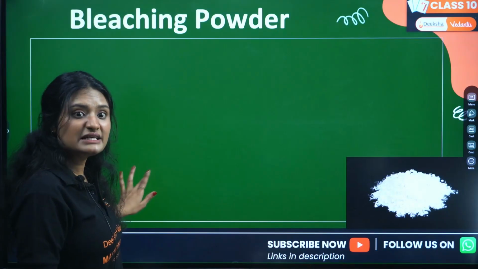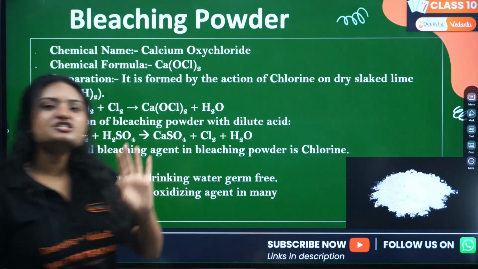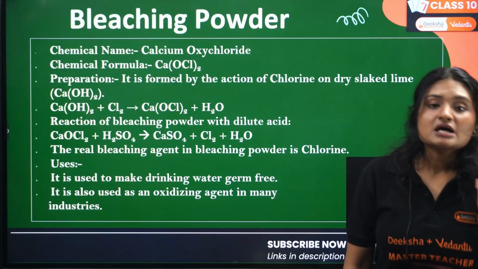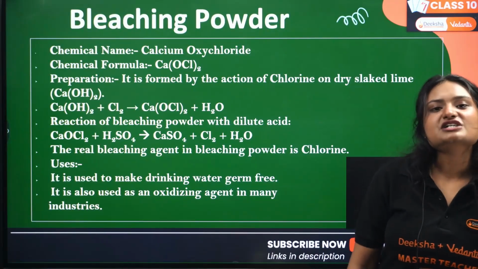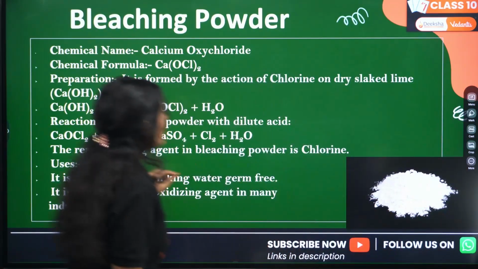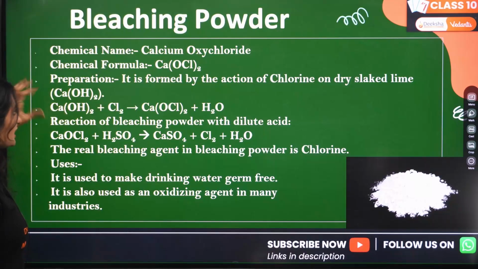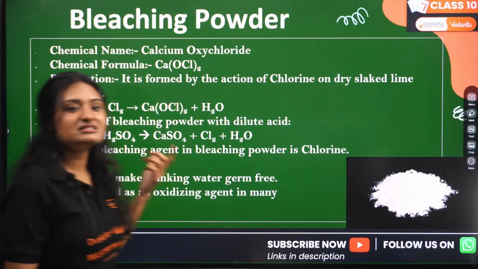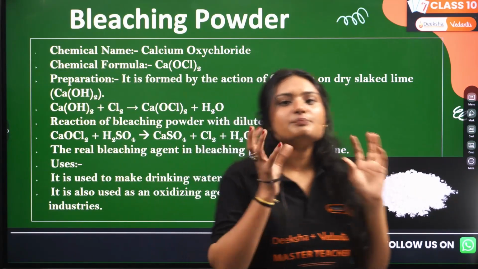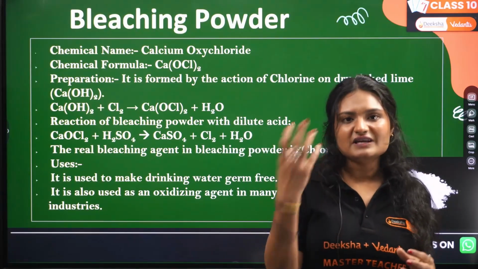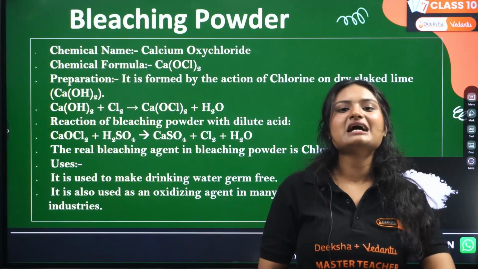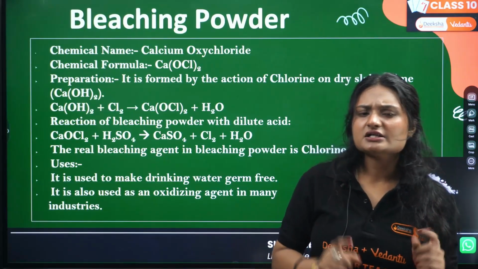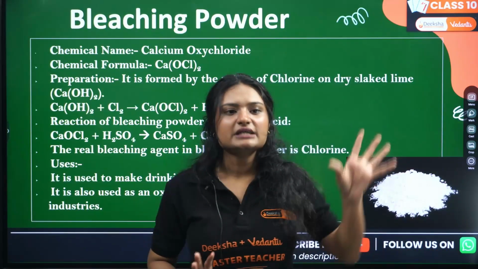So what is bleaching powder? Bleaching powder is calcium oxychloride, CaOCl2. The chemical name is calcium oxychloride. How do you prepare it? We prepare it by this process. When we have slaked lime and we pass chlorine gas through it, what do we get? We get calcium oxychloride.